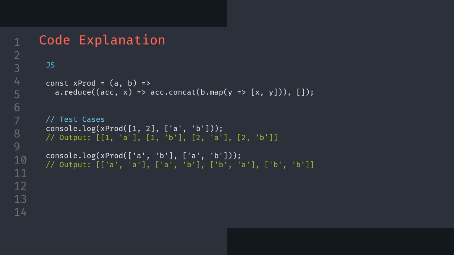Here's the JavaScript code for generating all possible pairs from two arrays. We use the reduce method to iterate over the first array. For each element in the first array, we map it to every element in the second array, creating pairs. Finally, we combine these pairs into a single array using concat.